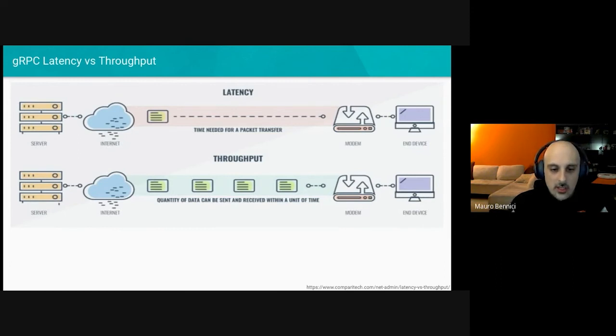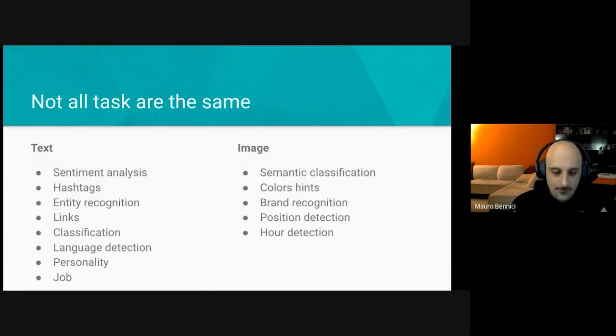This is interesting because we have 108 projects, and a lot of these projects are completely different from the others. Have a look: if we receive a text, we have to call a machine learning model to aggregate data to create sentiment analysis, hashtags, entity recognition, links, and so on, with thousands of data.